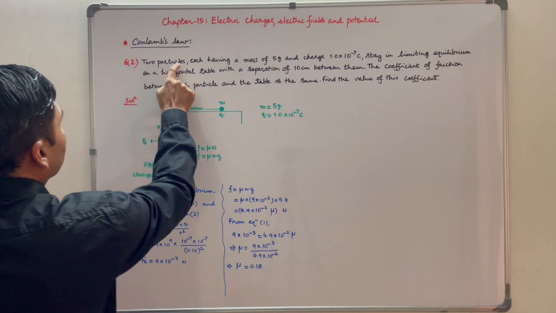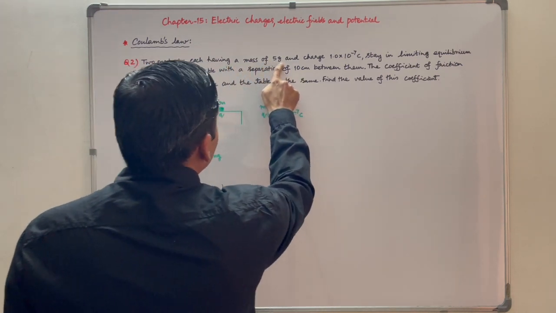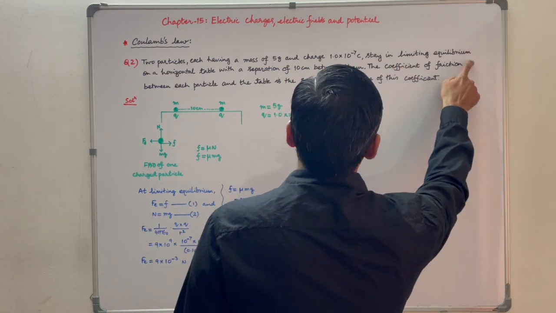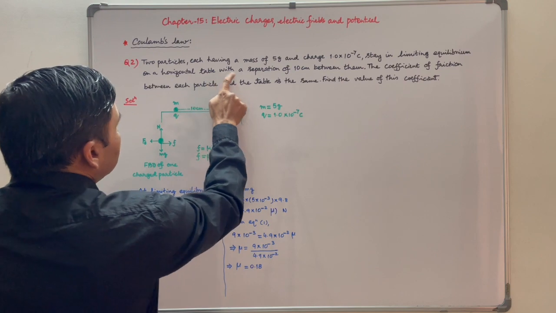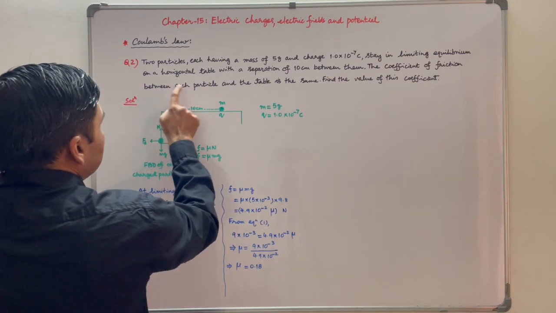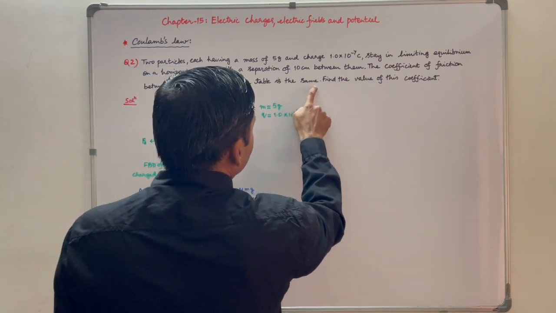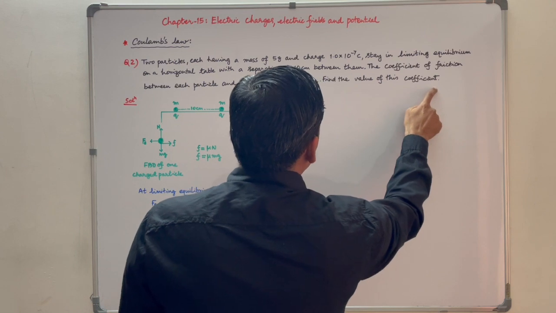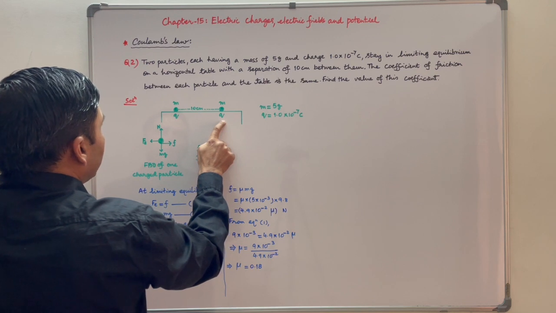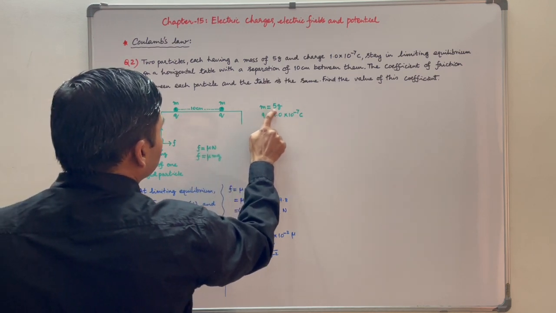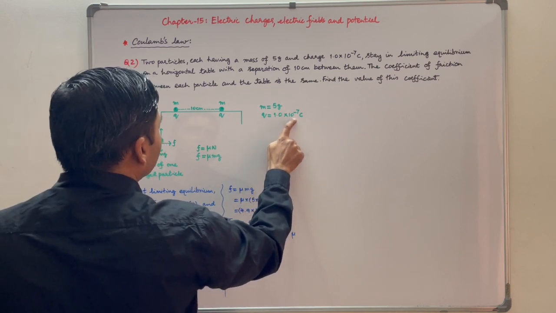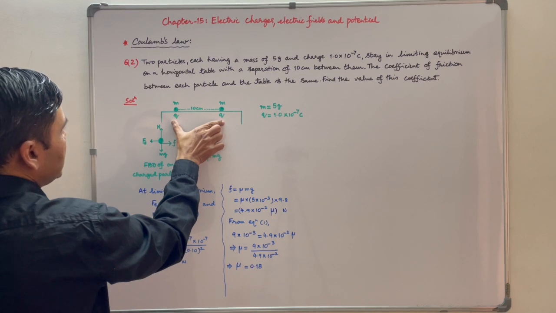Second question: two particles each having a mass of 5 gram and charge 1.0 × 10^-7 Coulomb stay in limiting equilibrium on a horizontal table with a separation of 10 centimeter between them. The coefficient of friction between each particle and the table is the same. Find the value of this coefficient. Suppose this is the table. These two are identical charged particles. Their mass is given as 5 gram and charge q is given as 1.0 × 10^-7 Coulomb. They are separated by a distance of 10 centimeter.